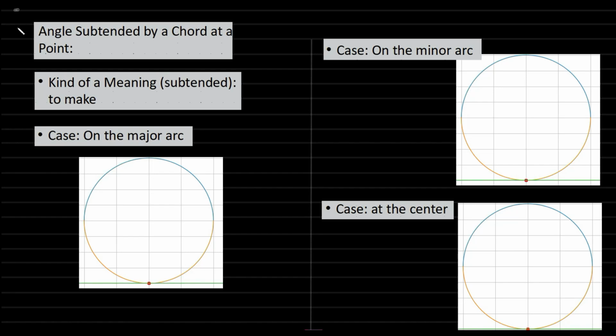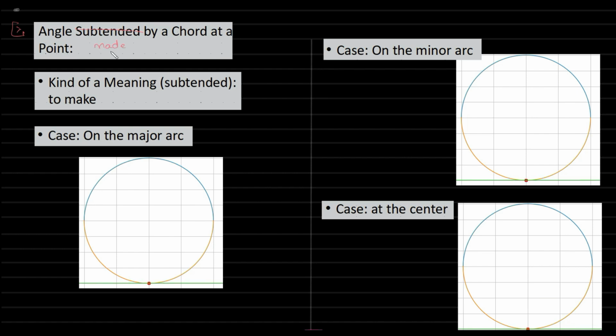So here we are trying to understand the language "angle subtended by a chord at a point." A kind of meaning of subtend is "to make." Whenever you see the language subtend, just cancel it and use the word made, angle made or make by a chord at the point, whatever suits you at that moment. So angle made by a chord at a point, you can convert it in this way.